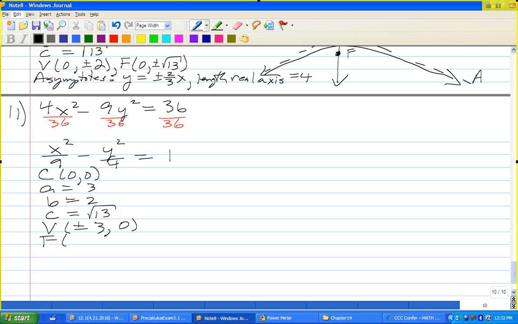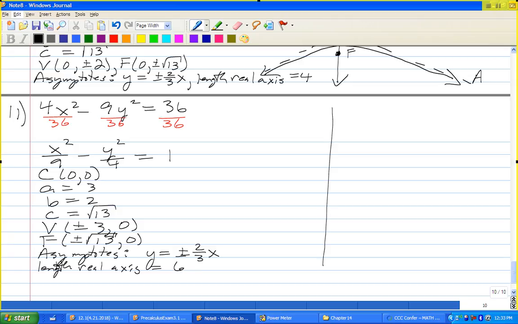Foci are at plus or minus rad 13, 0. Your asymptotes, y is equal to plus or minus 2/3 x. Well, these all look almost the same as above. And the length of the real axis, two times 3 is 6.